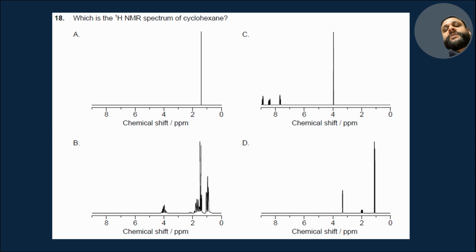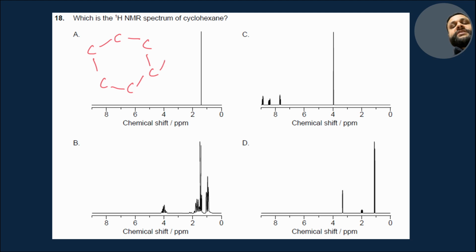Which is the H1 NMR spectrum of cyclohexane? We have been given 4 options and asked which one is produced by cyclohexane. The number of peaks in a proton NMR spectrum tells us how many hydrogen environments there are in a given molecule. So let me start by writing the full structural formula of cyclohexane. 1, 2, 3, 4, 5, and 6.